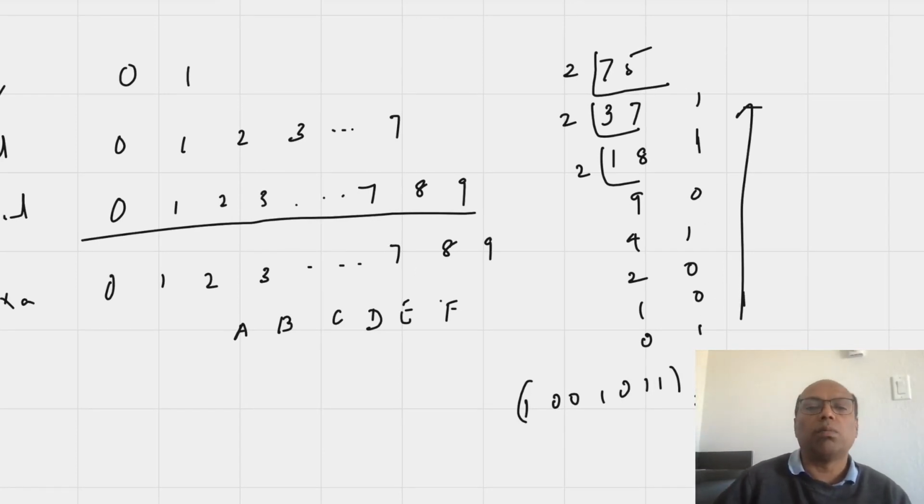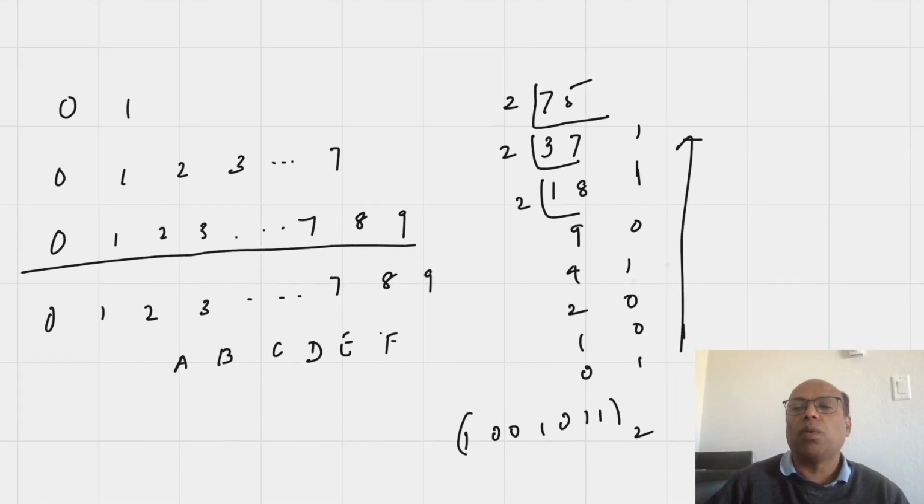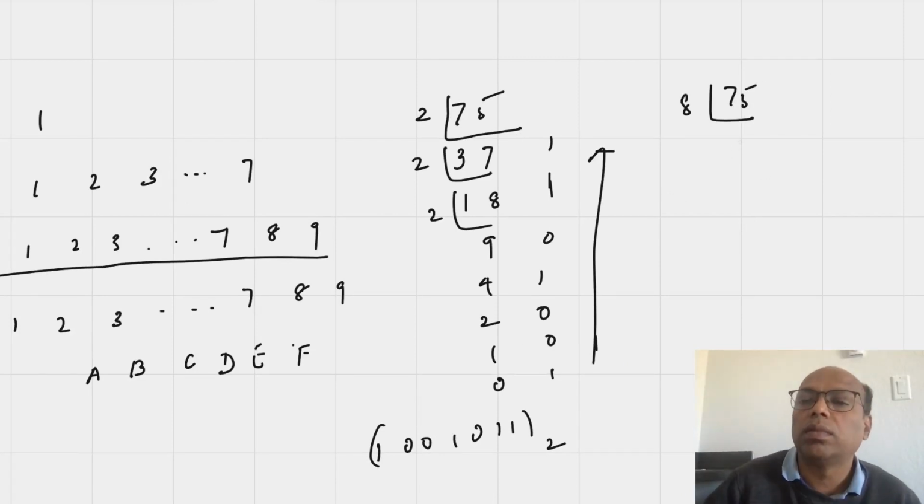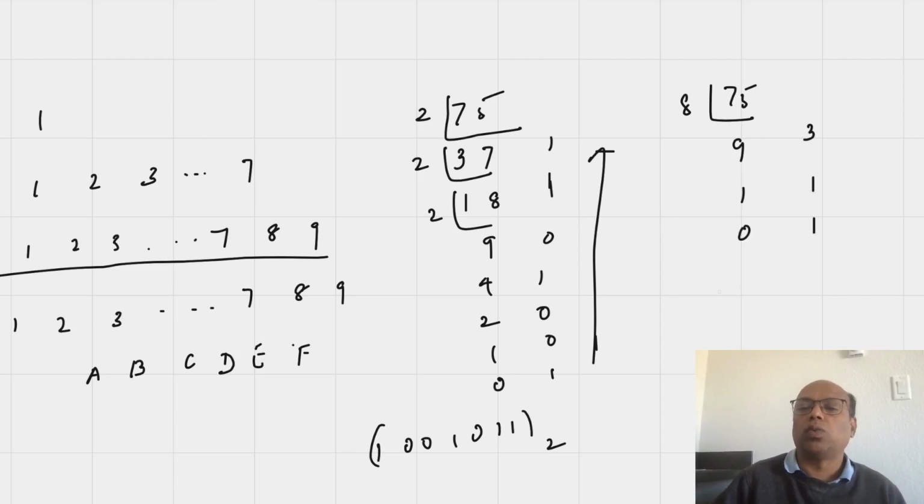Now, if you have the number 75 and want it in octal, what should you do? Divide by 8. If I divide 75 by 8, 9 eights are 72, the remaining is 3. Divide 9 by 8: 1, remainder is 1. Divide 1 by 8: 0, remainder is 1. So it is 1 1 3. The base is 8.